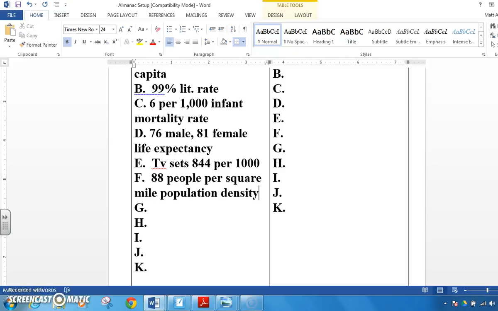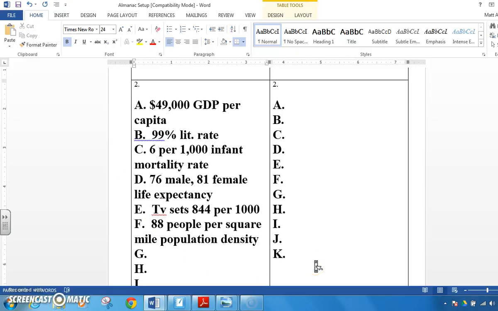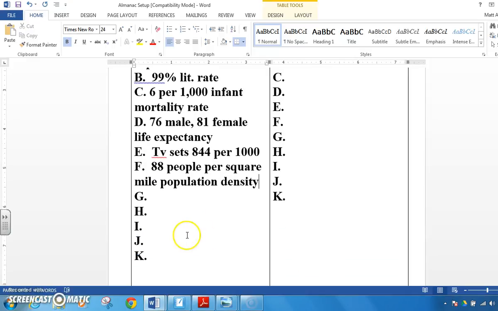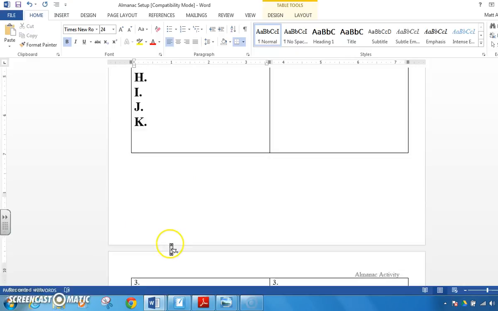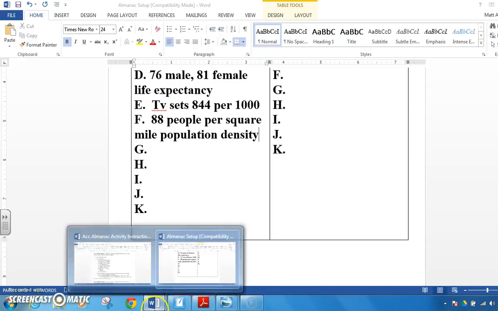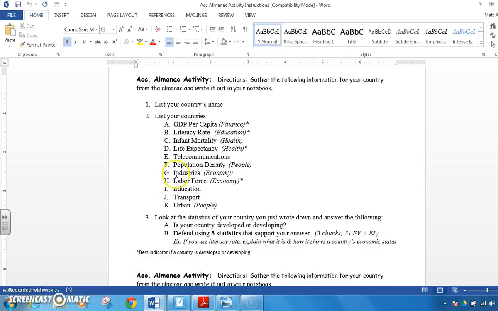That means there's room to move. As you notice here, we are getting and collecting a lot of information. And so we're going to be able to answer the question, is it developed or developing? Let's go to G here. G now is going to ask me about my industries.